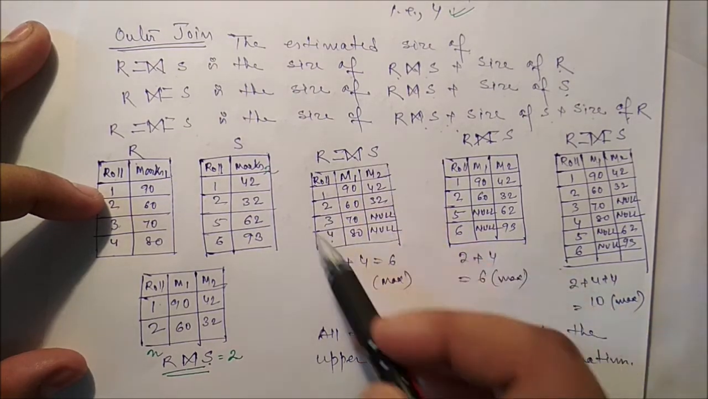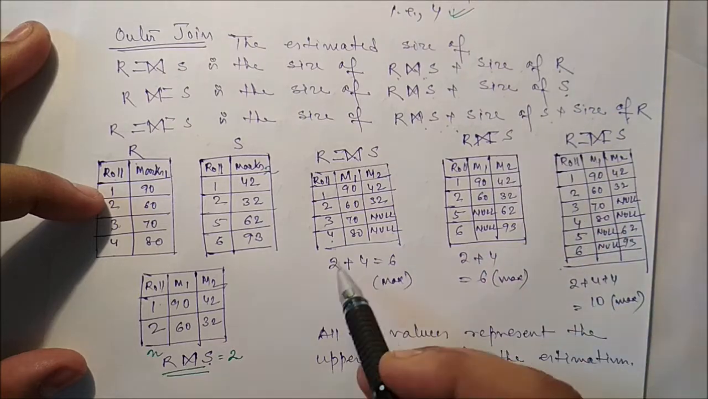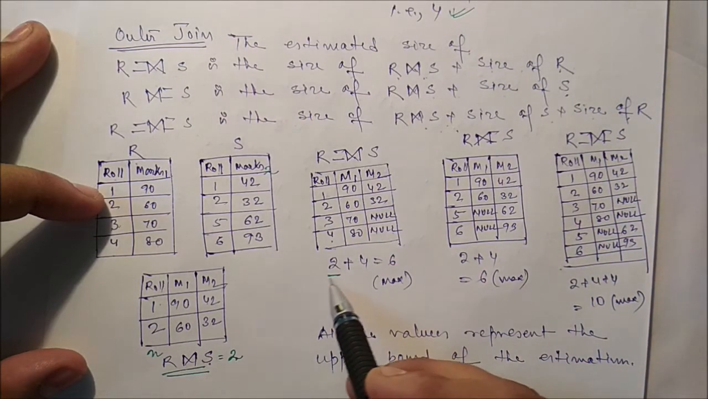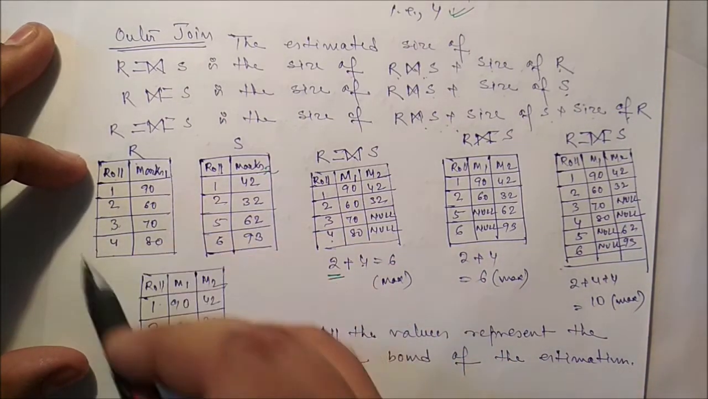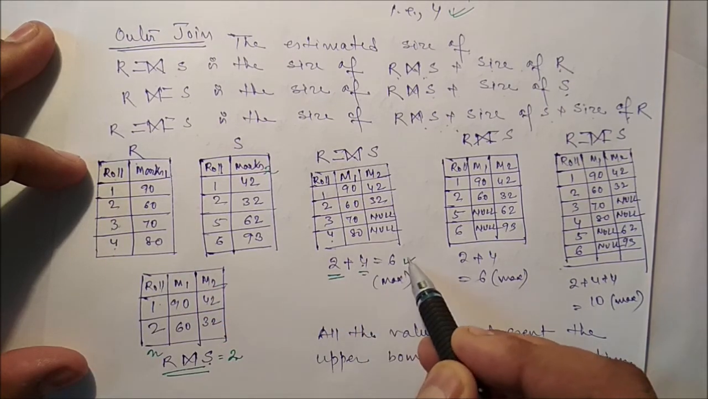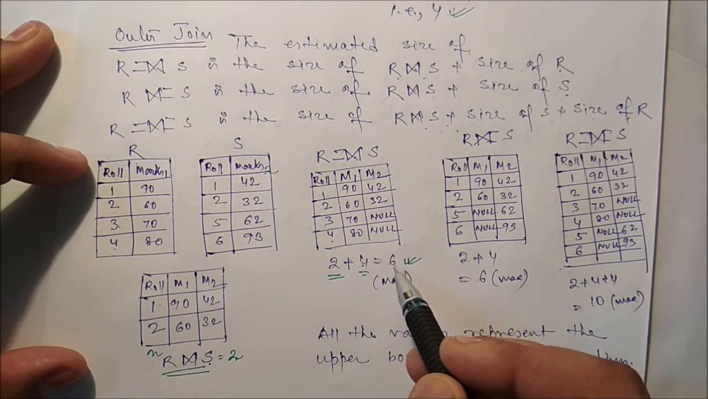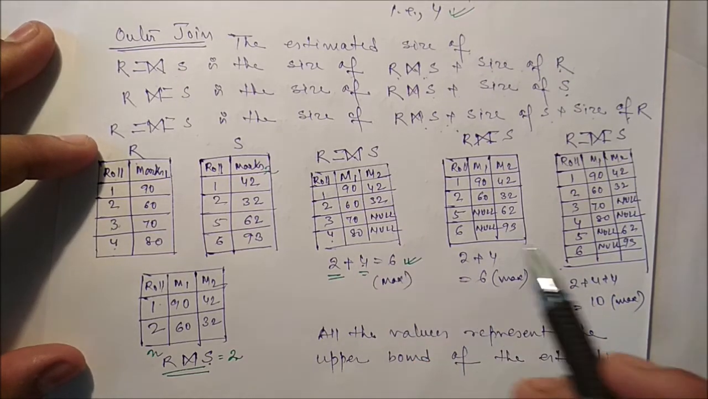So what will be the size of this particular join? It is the size of the natural join plus the size of R. The size of the natural join is 2, as we have just seen, plus the size of R. What is the size of R? There are 4 records, so it is 4. So the answer is 6, and definitely it is also an upper bound. Actually, it will take less than or equal to this number.